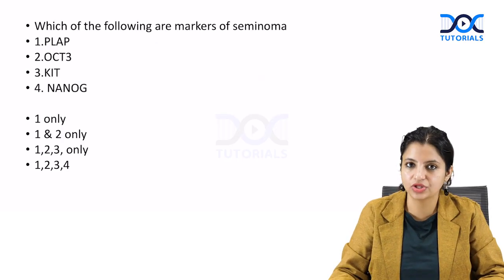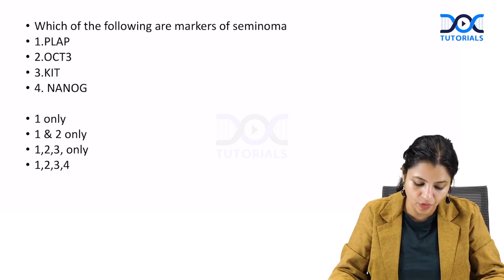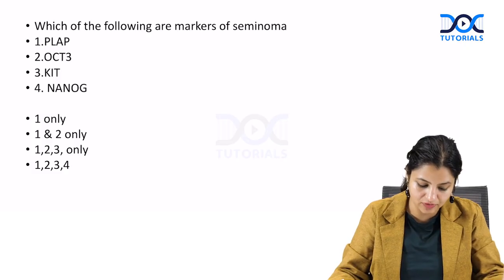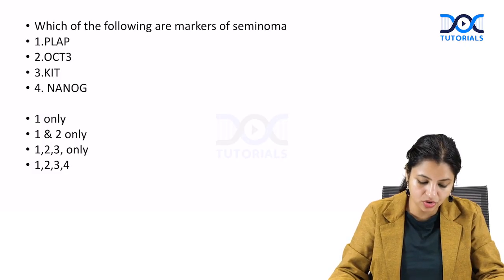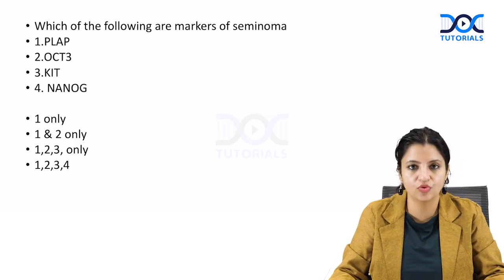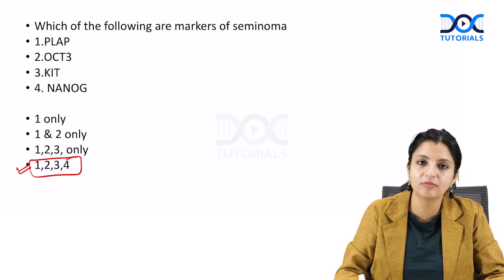Coming to the next question here, which of the following are markers of seminoma? And the options were given. A lot of options were given. So PLAP, OCT3, KIT, NANOG. So remember, all 4 of them that have been given are the markers of seminoma. All the 4 are markers of seminoma.